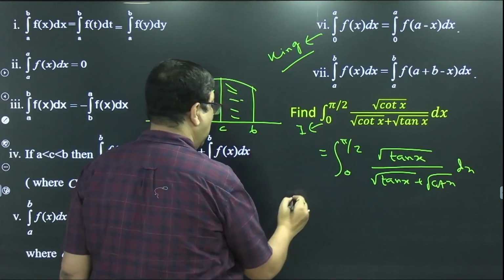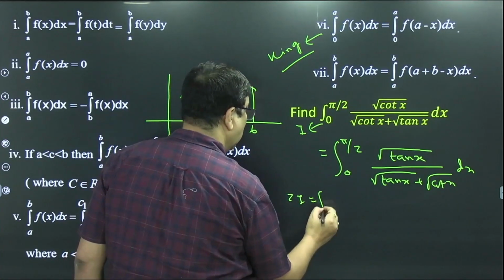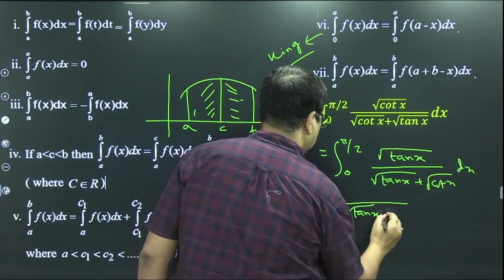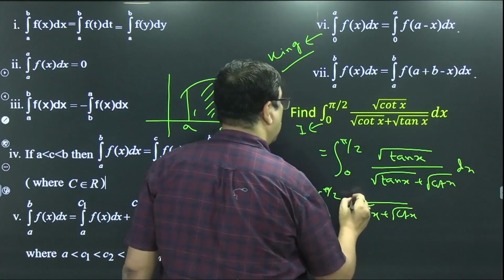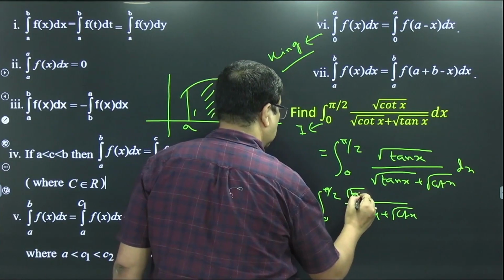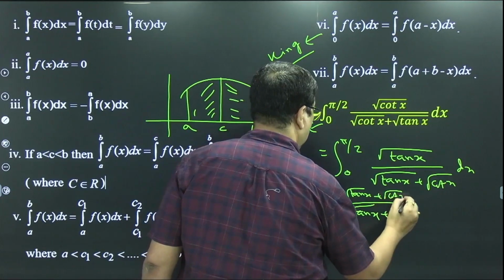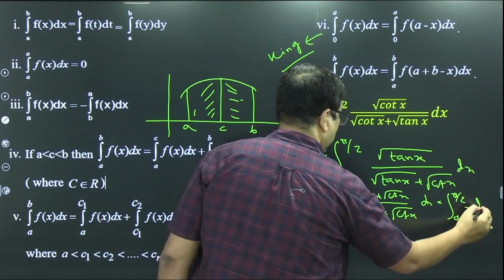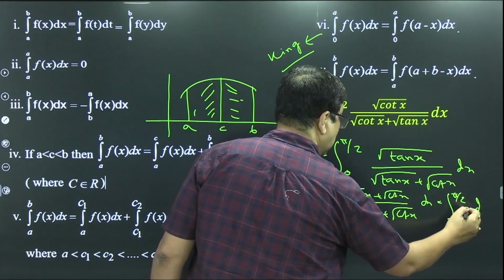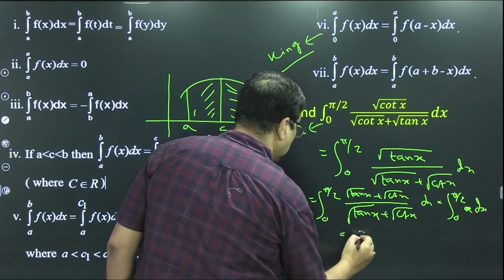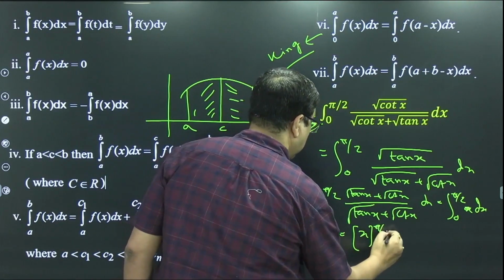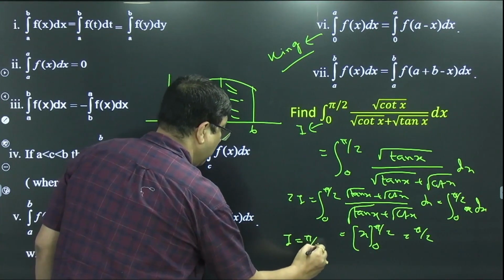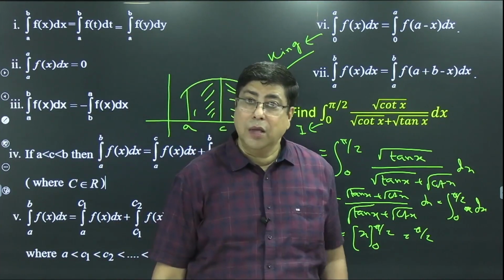So this is I, and this is also I, so I plus I is 2I. The numerator and denominator get cancelled and we get root over tan x plus root over cot x in the numerator as well as the denominator, so they get cancelled. So we get the integral from 0 to pi by 2 of 1 dx, that is x. Applying the upper limit and lower limit, pi by 2. So 2I equals pi by 2, I equals pi by 4. So this is the application of the king property.